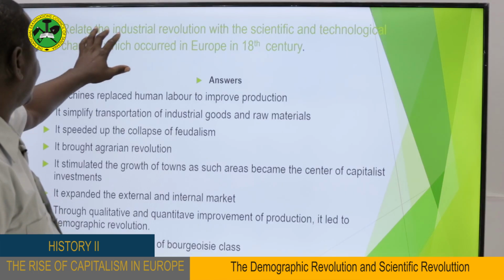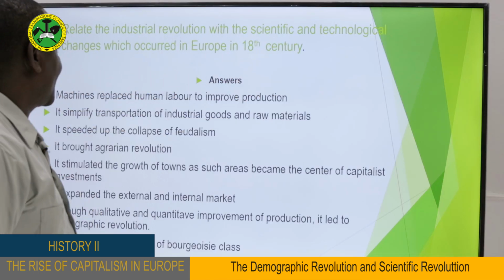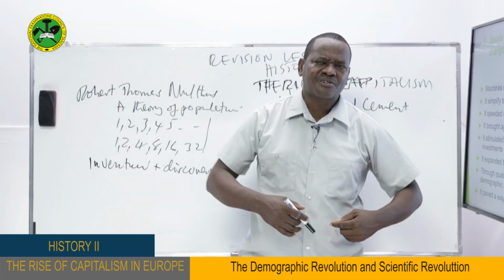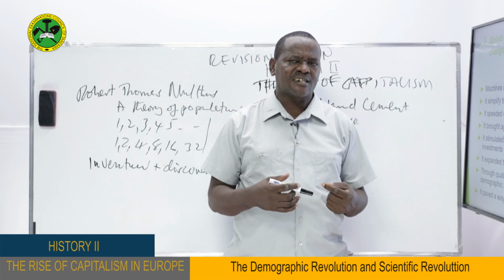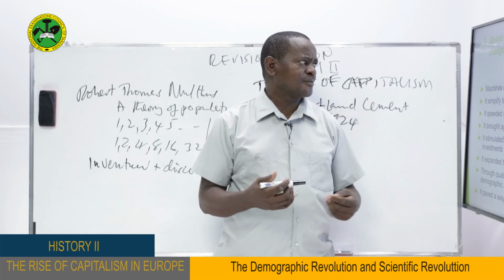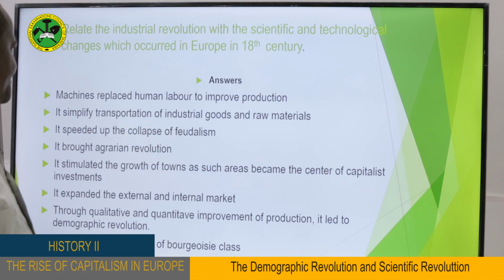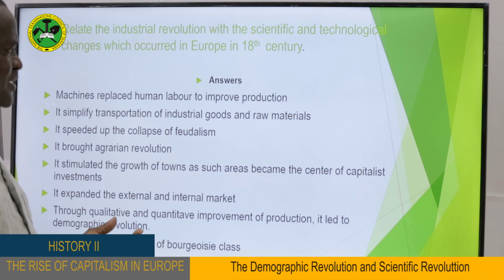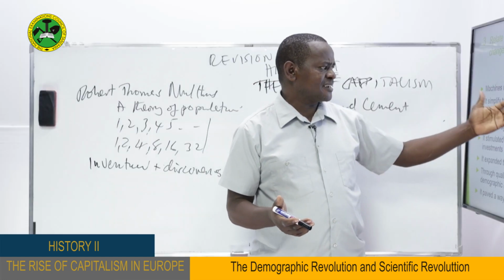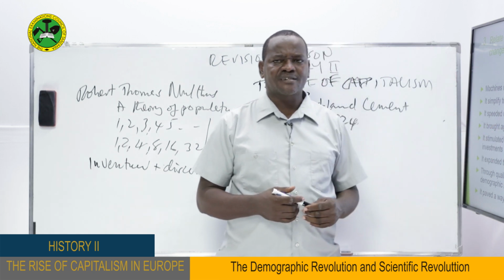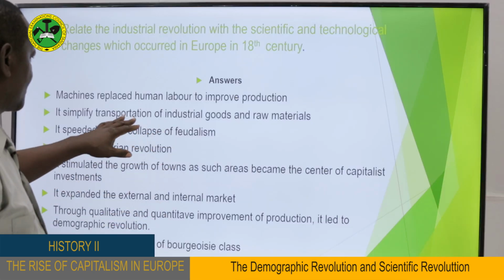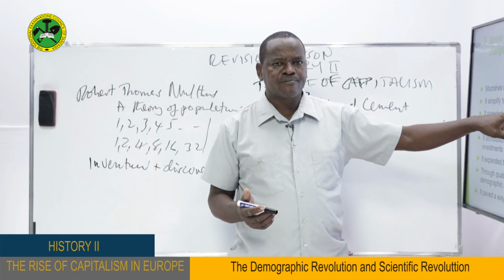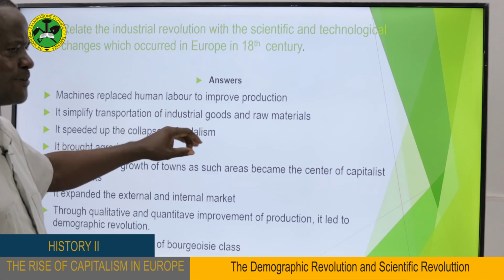Question number 3, relate the Industrial Revolution with scientific and technological changes which occurred in Europe in the 18th century. What is the contribution of scientific and technological changes which occurred in Europe in the 18th century to the Industrial Revolution? Our first point here, my dear students, is that machines replaced human labor to improve production. Of course, we have said about it, that it simplified transportation of industrial goods and raw materials from one area to another. And here we are talking of the improvement of transportation sectors, things like improvement of roads, improvement of canals, also the establishment of railway system.